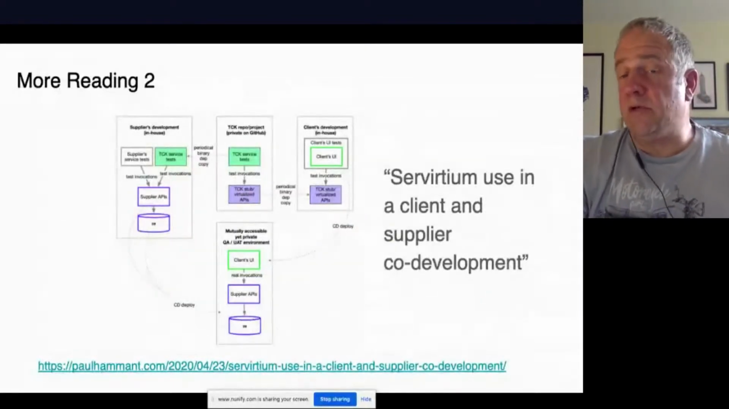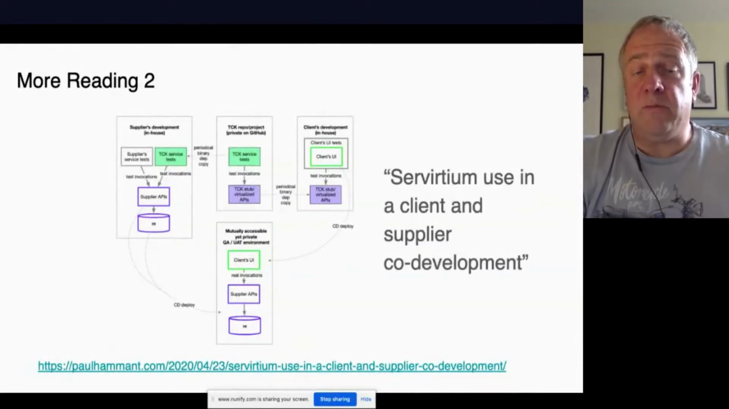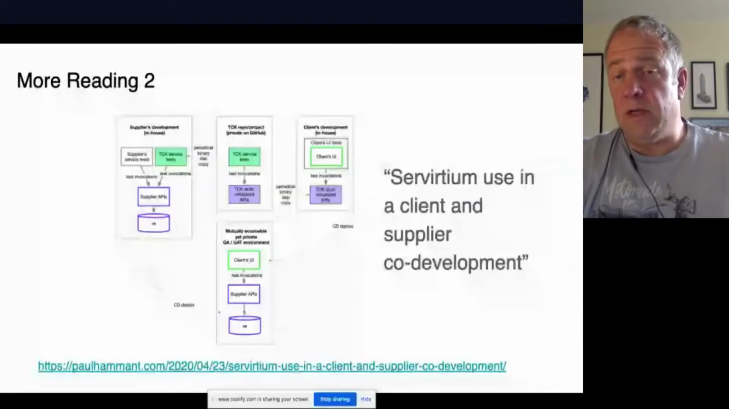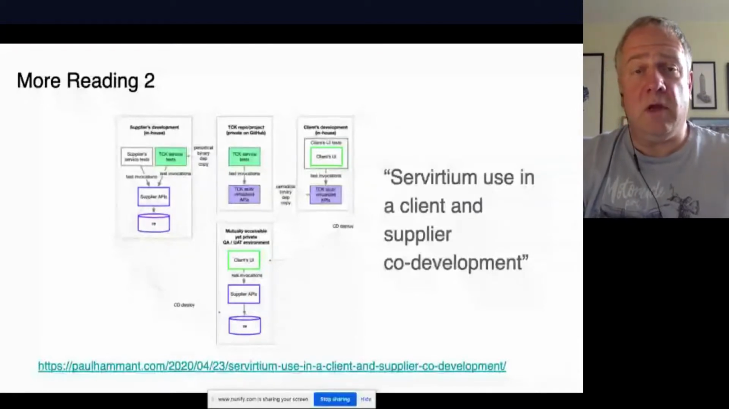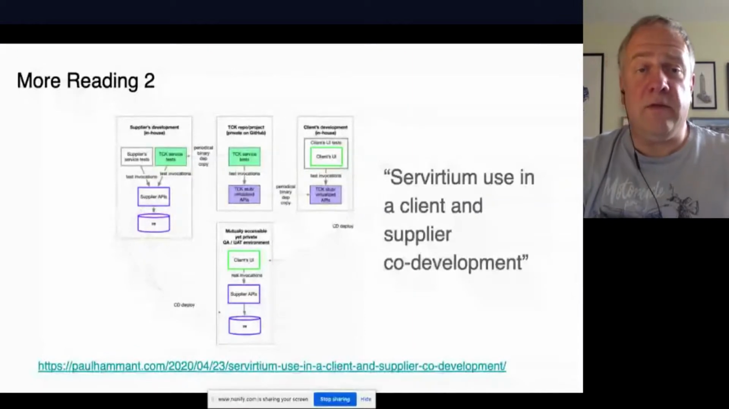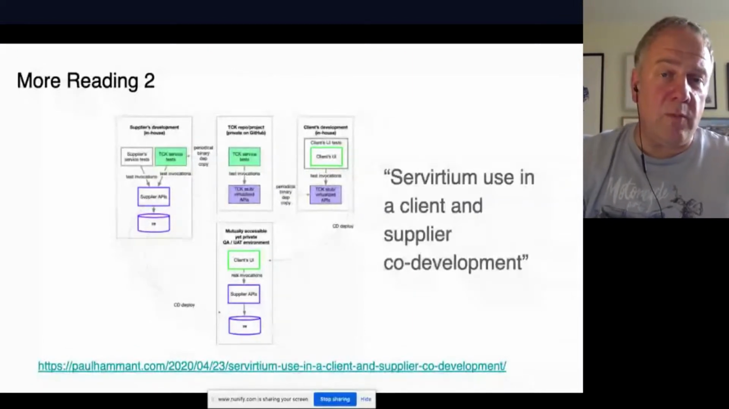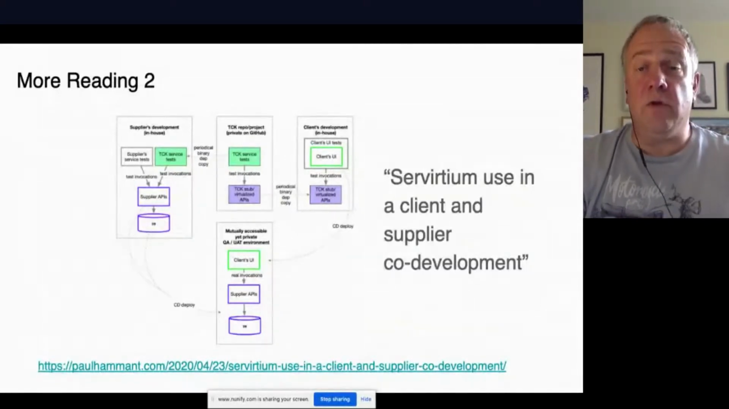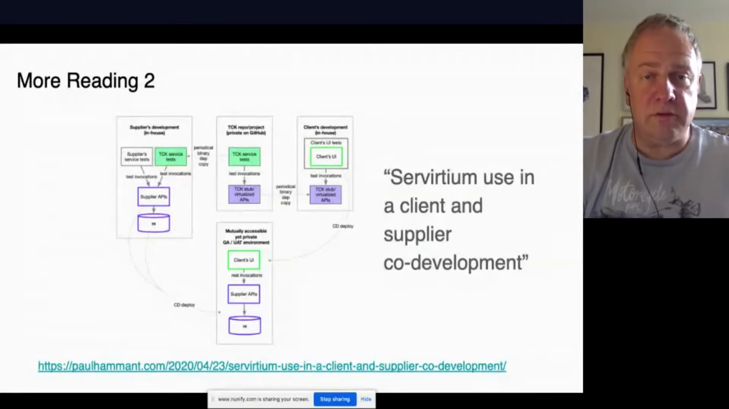Another blog entry I did, a year ago, is a representation of maybe Servirtium's use in a client-supplier co-development. So your company could be a startup and you need payment services, and their company, the supplier, could be a payment gateway. Could it be Visa or MasterCard, or could be some other company that purports to give you a nicer API than those for commissions.